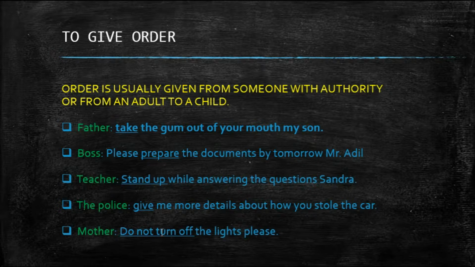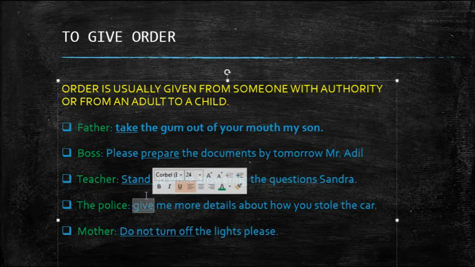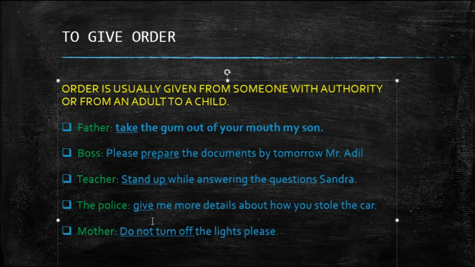What about the police? The police says, give me more details about how you stole the car, right? Give me. It starts with a verb. And this is my imperative, right? Give me more details about how you stole the car, right? So this is your authoritative sentence here, and it is your imperative for sure.